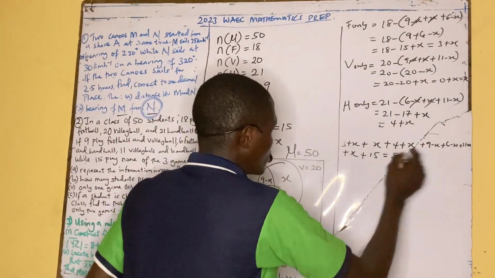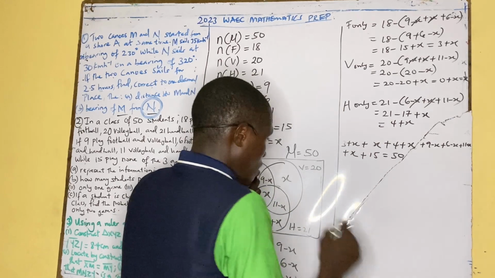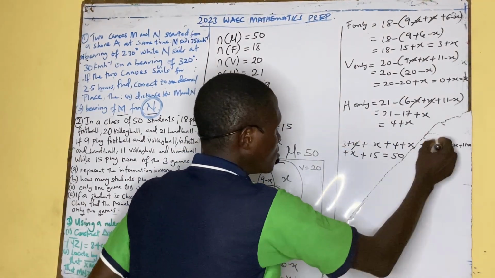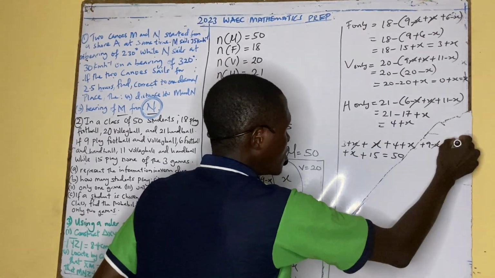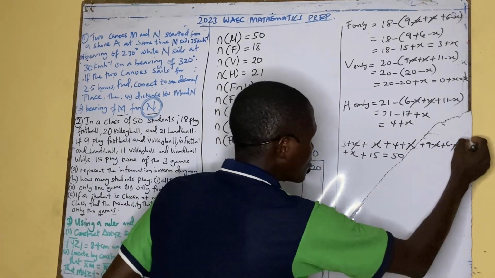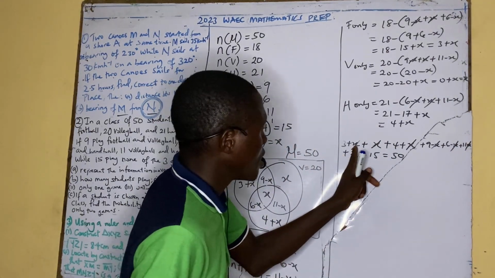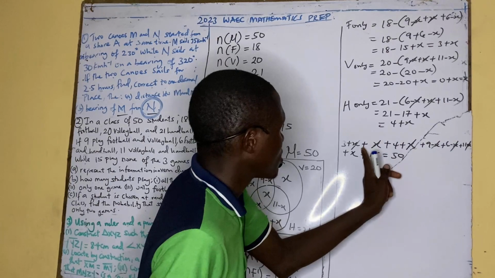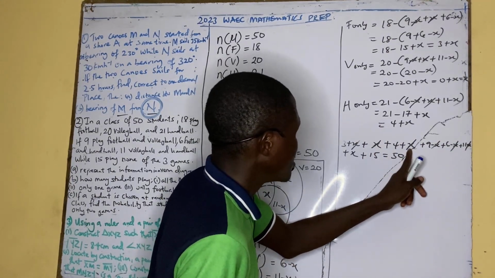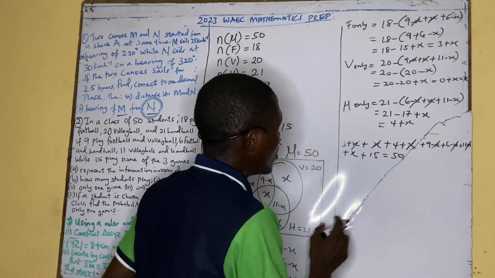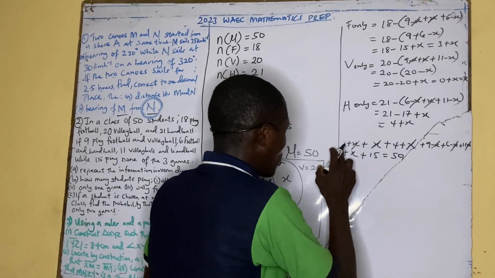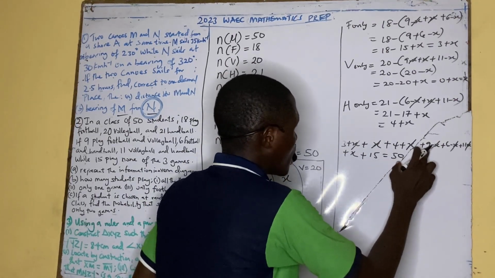So with this, we can now see that the x terms cancel: minus x cancels plus x, plus x cancels minus x, and another plus x here cancels this minus x. So we are left with 3 plus 4 plus 9 plus 6.